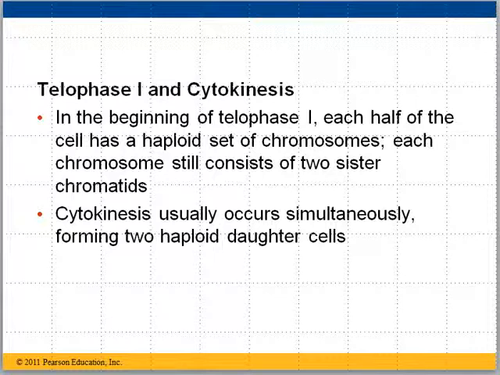So in the beginning of telophase 1, each half of the cell has a haploid set of chromosomes, but they are a duplicated haploid set. Each chromosome still consists of two sister chromatids. And then we have the cytokinesis, where the cytoplasm material pinches together and forms two haploid daughter cells. Let's take a look at a picture. Always better to look at a diagram.